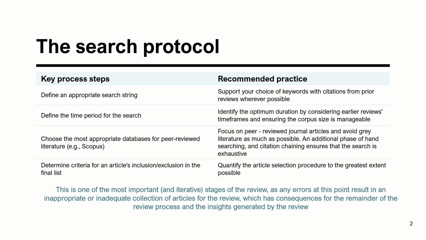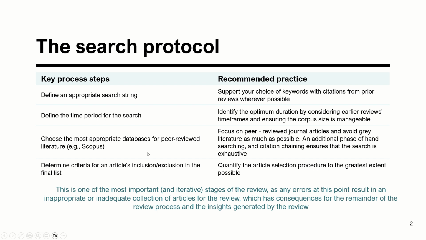So maybe the last 15 years, a decade and a half, is what you choose as a time period for your search. So it's very important that you identify an optimal duration by looking at what earlier reviews have covered in terms of time frame. But more importantly, ensure that whatever you end up with as a corpus of articles is manageable, something that you can actually review, and not end up with say 300 or 400 articles that you'll eventually have to read through. That may become a little unmanageable for you.